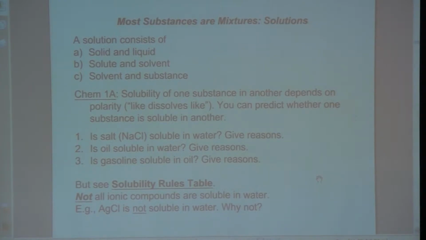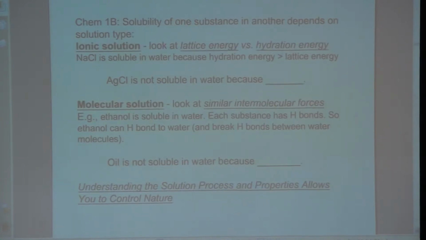What's an ion force? Ion force, is that what you said? Oh, yeah, intermolecular forces, okay. Yes, we looked at ionic and molecular solutions. That's in chapter 13.